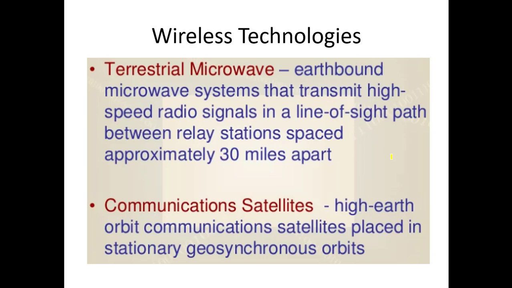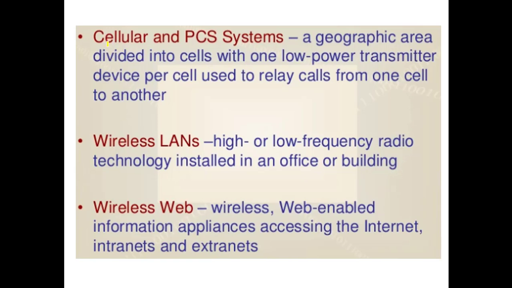We have another type, wireless technology, or unwired. We have terrestrial microwave. It is earthbound microwave systems that transmit high-speed radio signals in a line of sight path between relay stations spaced approximately 30 miles apart. Okay. Then we have communication satellites, high Earth orbit communication satellites placed in stationary geosynchronous orbits. We have also cellular and PCS systems, a geographic area divided into cells with one low power transmitter device per cell used to relay calls from one cell to another.